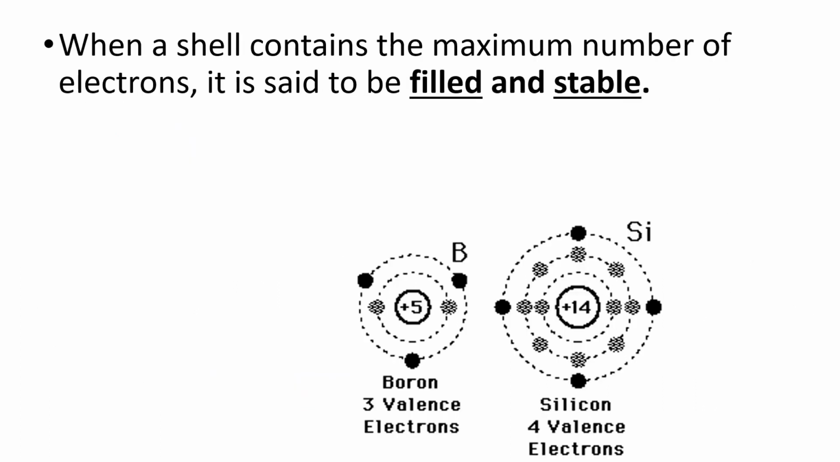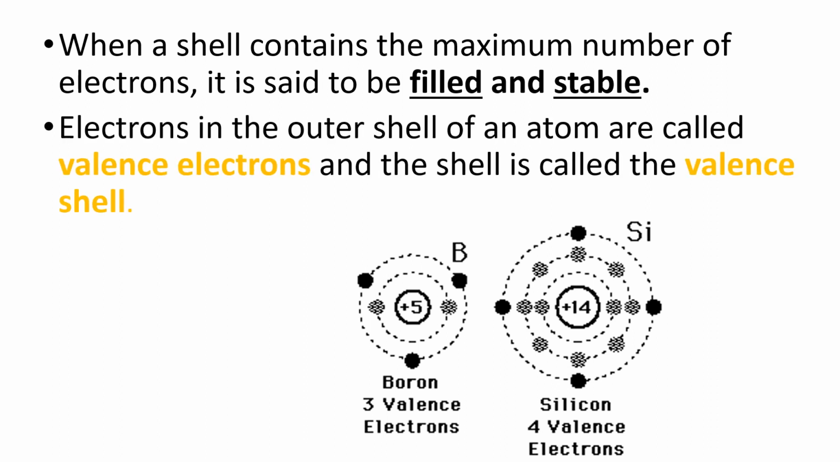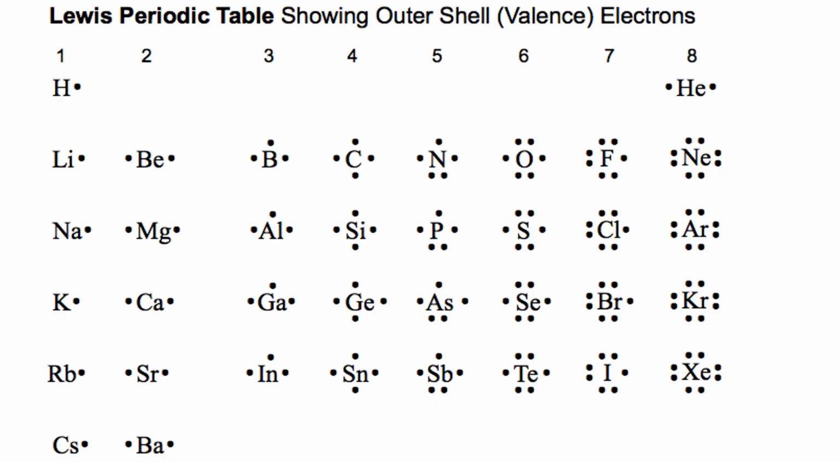When a shell contains the maximum number of electrons, it is said to be filled and stable. Electrons in the outer shell of an atom are called valence electrons, and the shell is called the valence shell. So Lewis dot diagram notation involves the chemical symbol of an element with valence electrons, which are represented by dots surrounding the symbol.